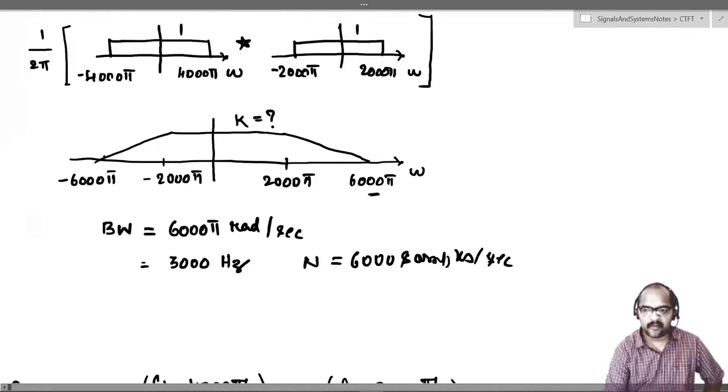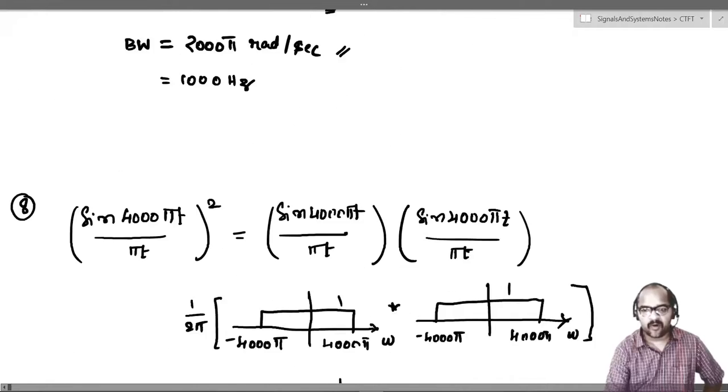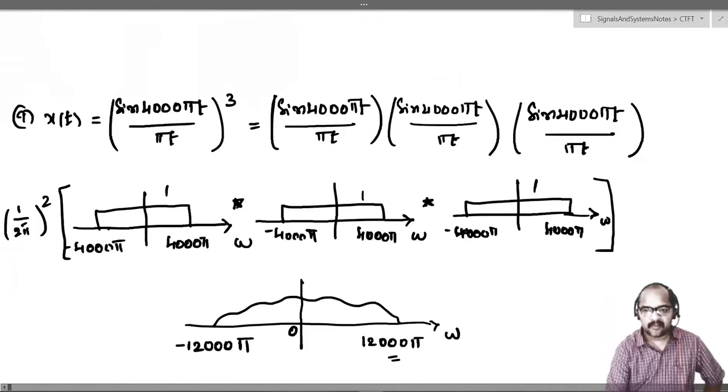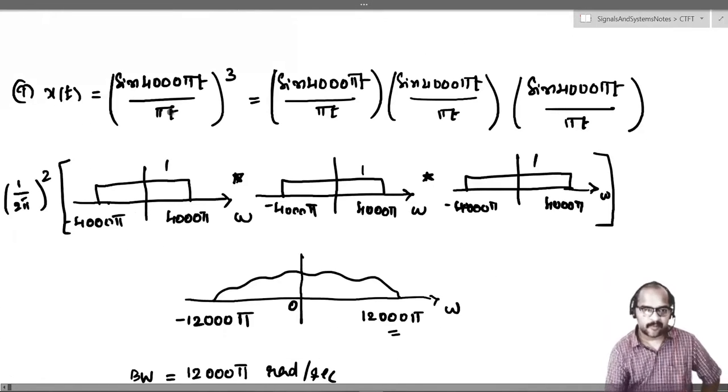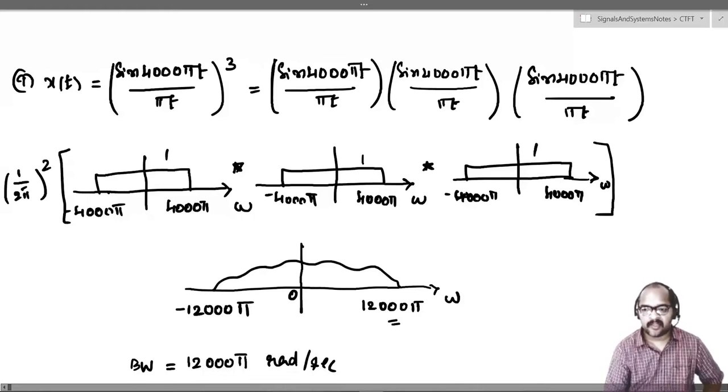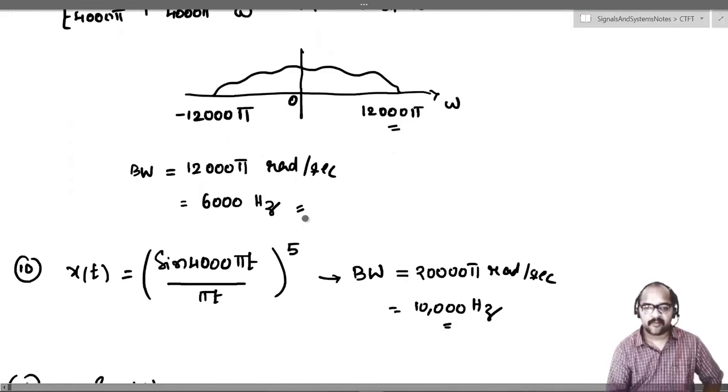And like that, you can find out the Nyquist rate for all the signals we have seen. So for example, as a last example, we'll take this one. Sine 4000 pi t by pi t whole cube. As I said, we first have to find the bandwidth, then we have to find the Nyquist rate. We have already found the bandwidth of this signal to be how much? 6000 hertz. And hence the Nyquist rate should be equal to 12,000 samples per second.